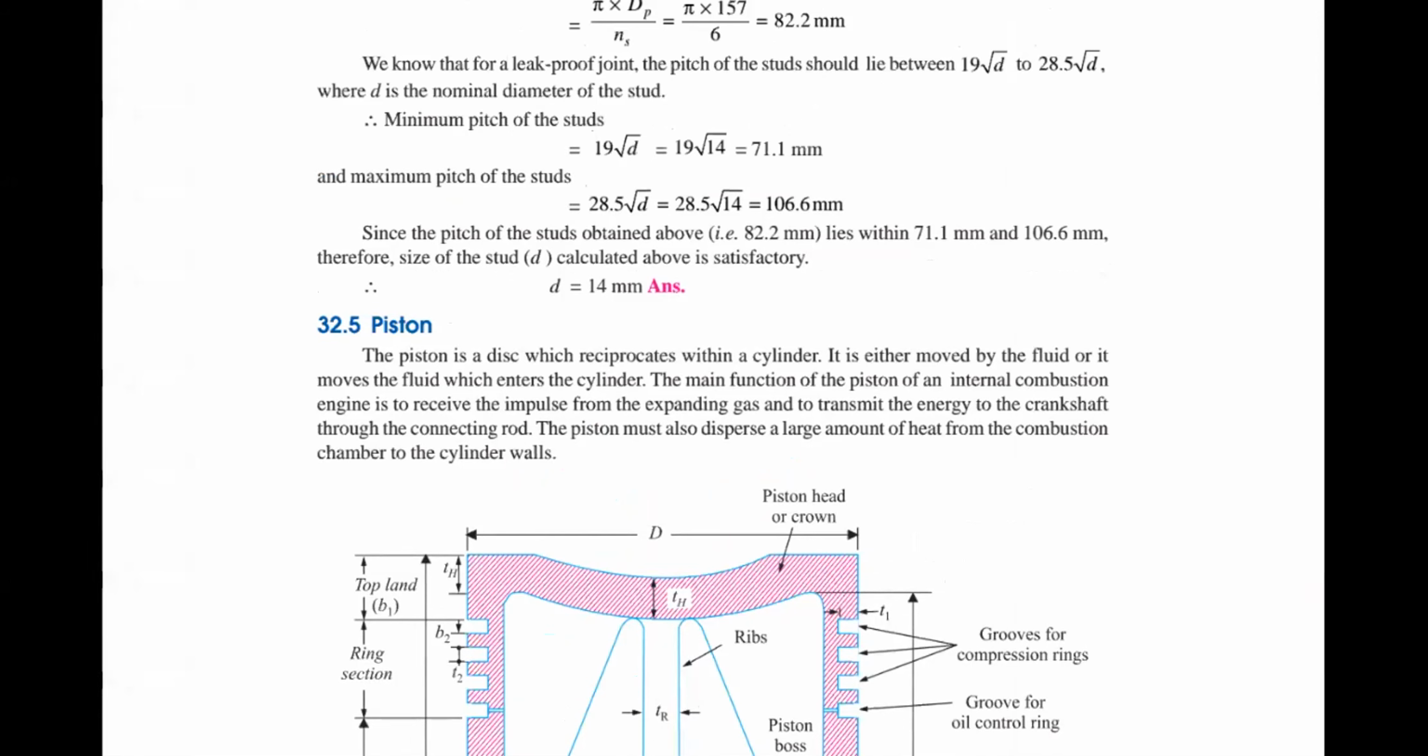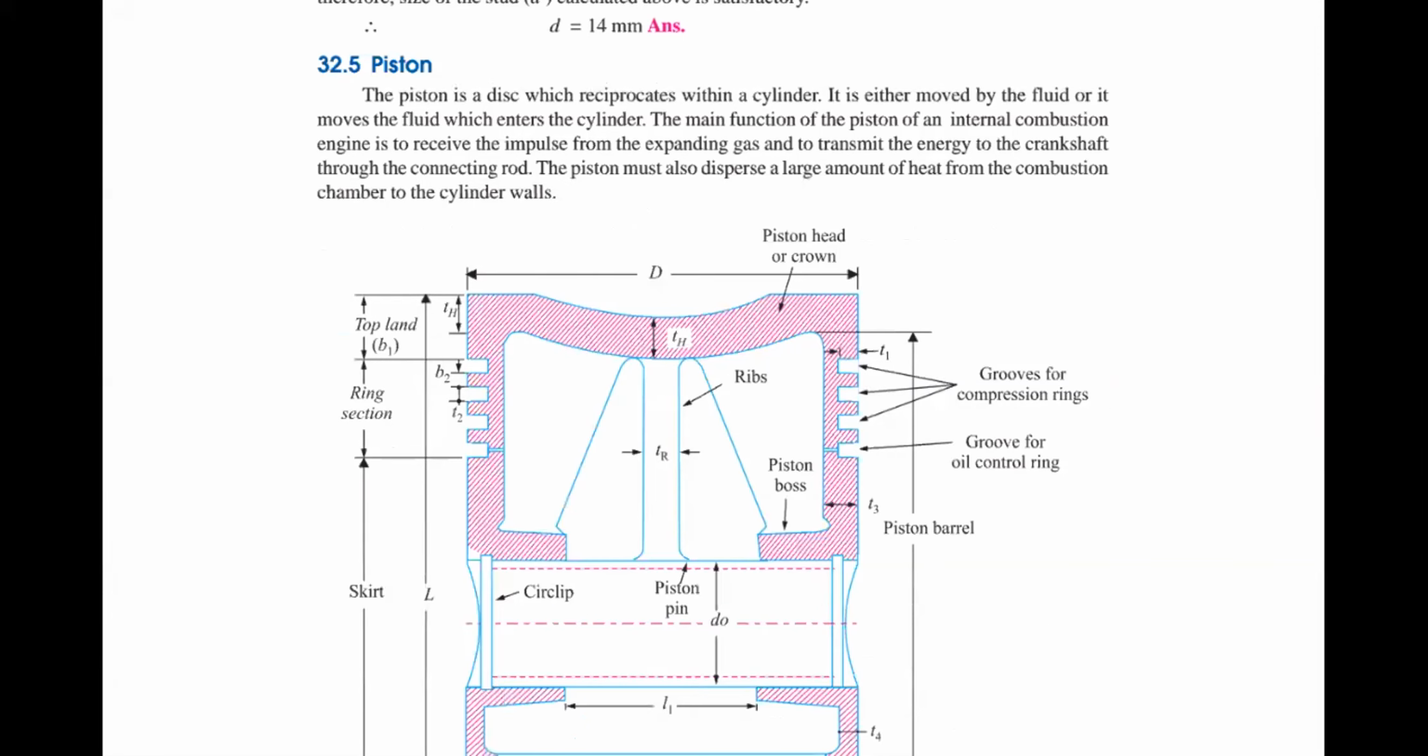Right. So another important design procedure we have in this chapter, IC engine parts, is the piston. I hope you already know the different parts available in a piston. For your reference only, I am showing the figure. What is the top land, ring section, grooves of the compression rings? All those things are available.